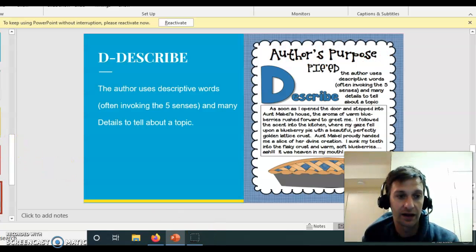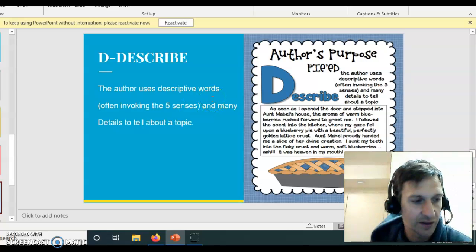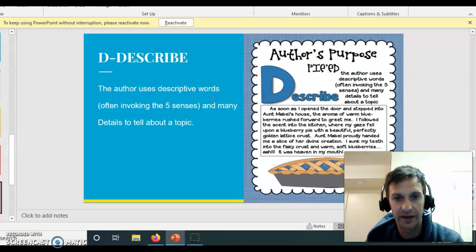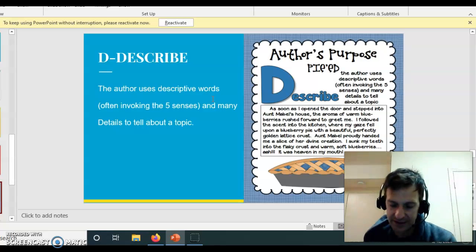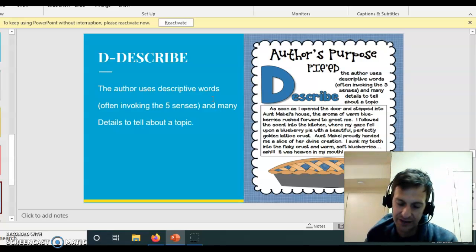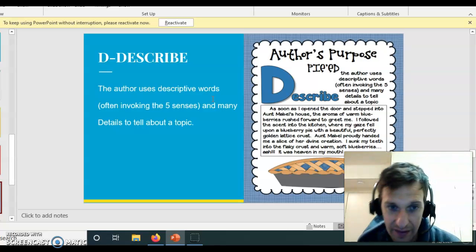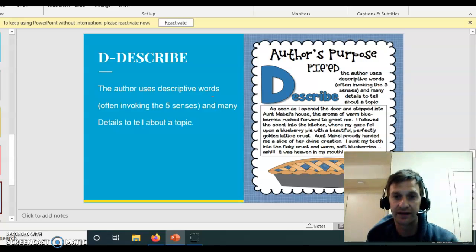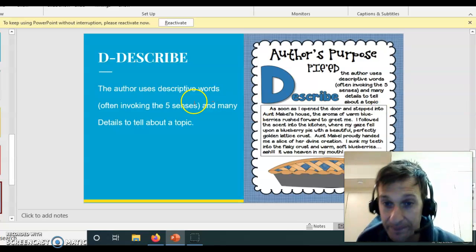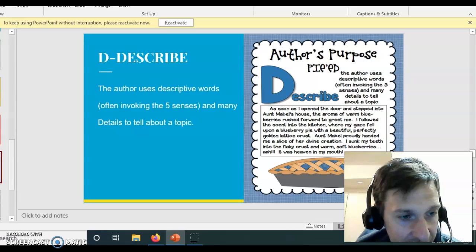All right, and our last one is describe. The author uses descriptive words, often invoking the five senses: sight, smell, touch, hearing, and taste. All right. Anytime you see something that invokes those, that makes you think about them, the author is trying to describe. So look at the example they give here.